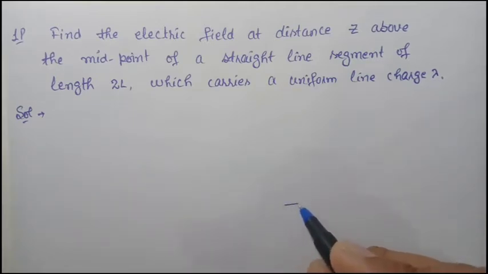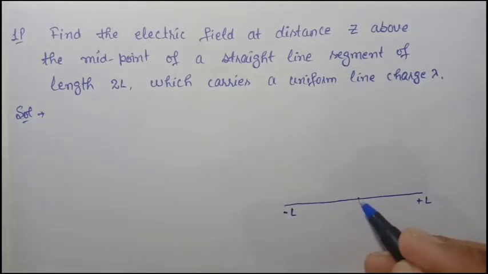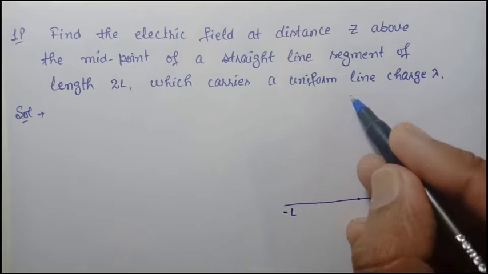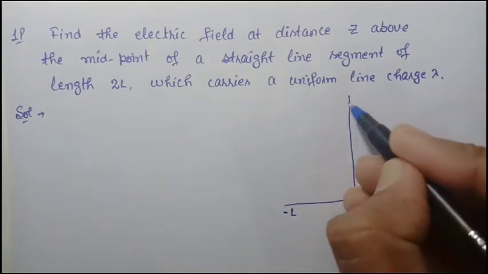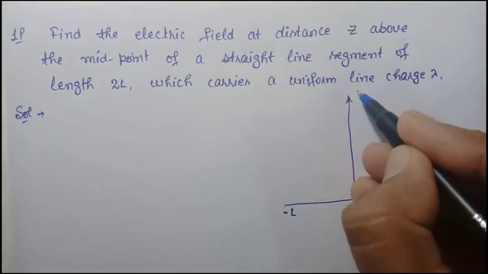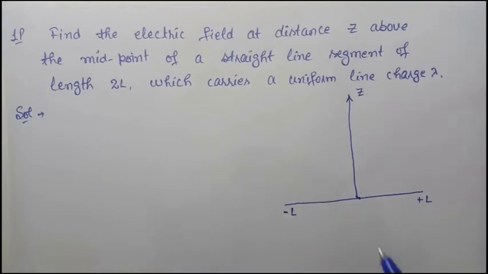So as per our problem, suppose the length varies from minus L to plus L, and here this is the midpoint where we want to find the electric field, and the direction of this is z, at a distance z from the midpoint.